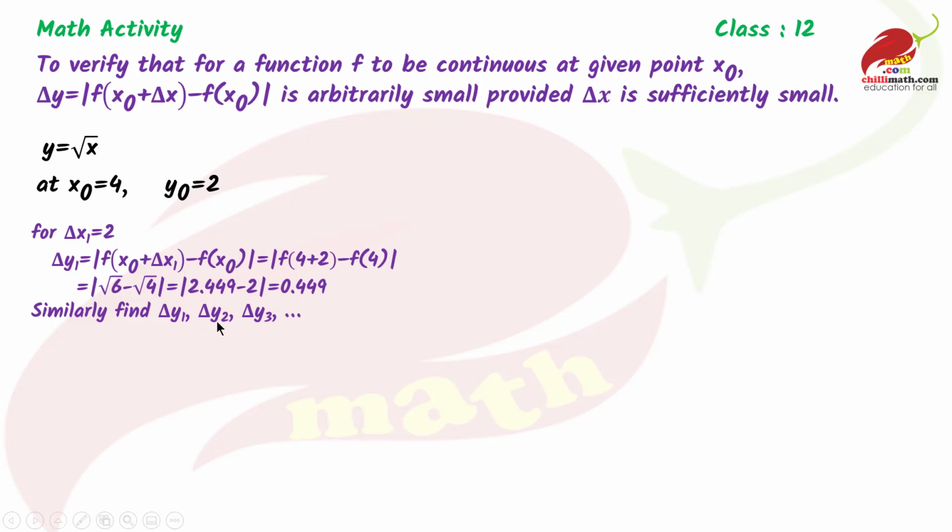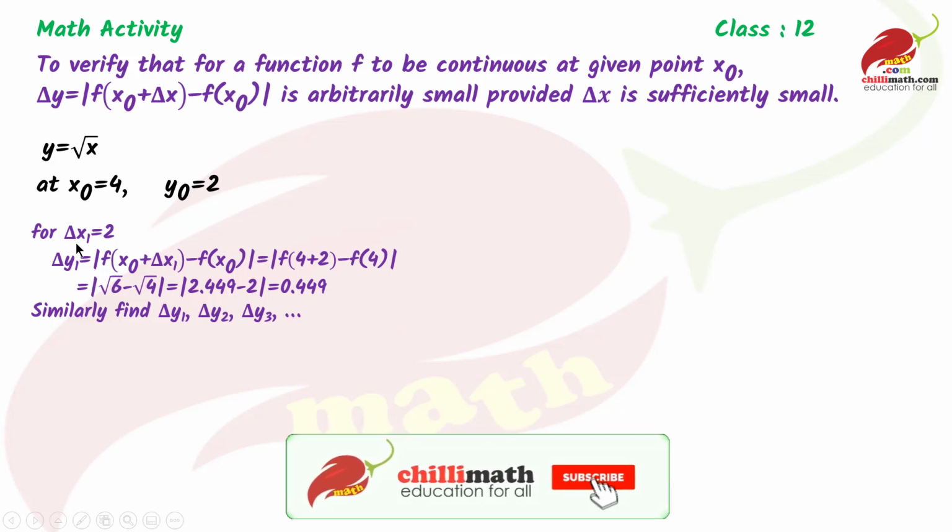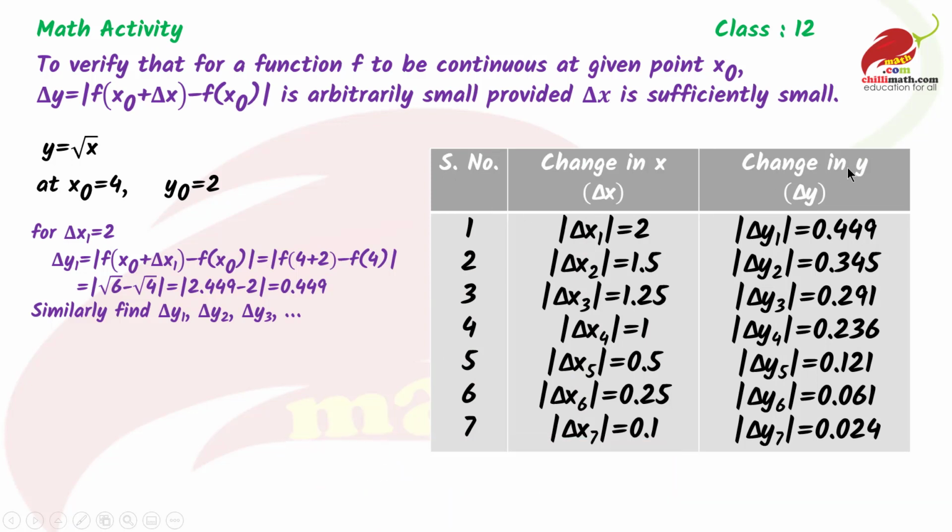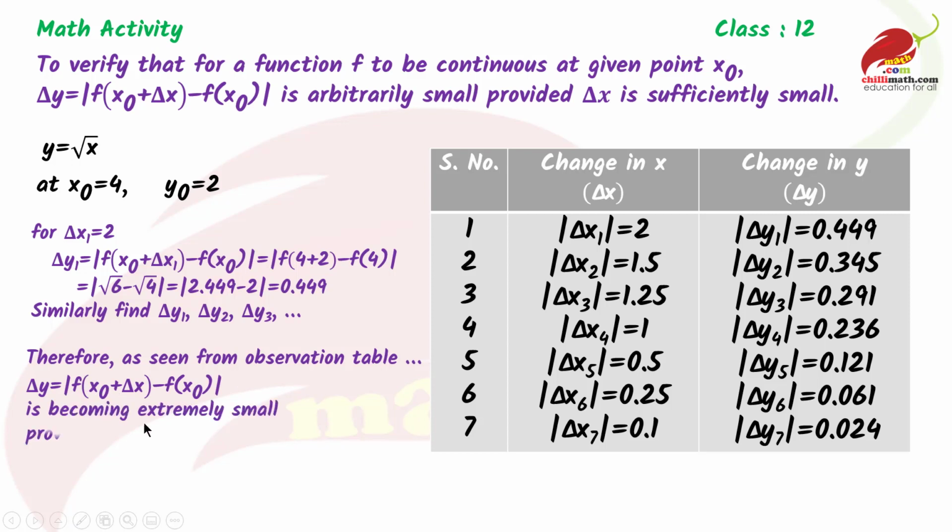Similarly we can find delta y2, delta y3, delta y4 and so on by reducing this delta x. I have made this table where delta x1 is 2, then 1.5, then 1.25, and reducing it till 0.1. You can reduce further also. Similarly we have got delta y1, delta y2, delta y3, like we found here, this delta y1. The same value is written over here. So you can see delta y is also reducing as delta x is reducing. Therefore, as seen from the observation table, this delta y is becoming extremely small, provided delta x is sufficiently small. So this we have seen by doing this activity. I hope you understood this.